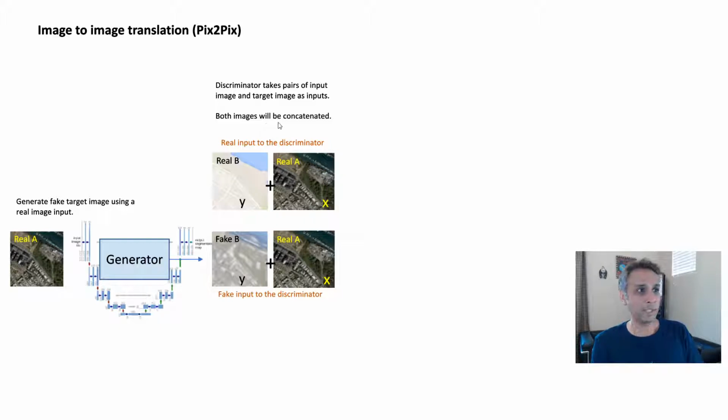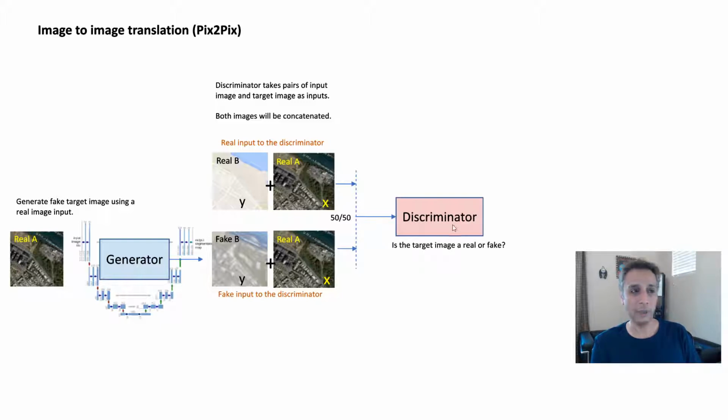Both these images are concatenated, like real A and real B. So if our images are 256 by 256 by 3 each, when you add them together you get 256 by 256 by 6. That goes into the discriminator, whose job is to be trained to understand whether the image is real or fake. During training, you label the real image as 1 and the fake image as 0, and you train the discriminator.